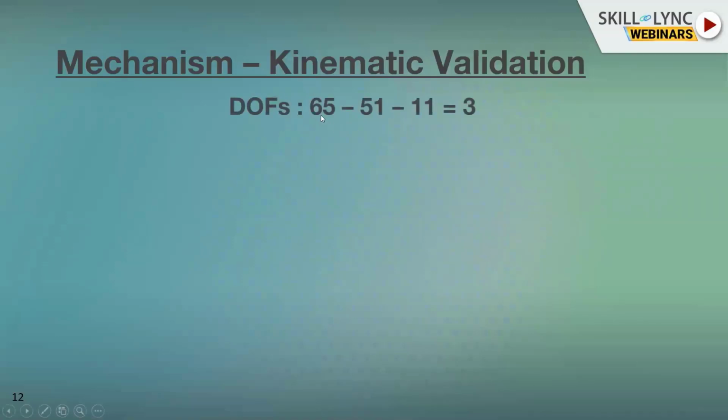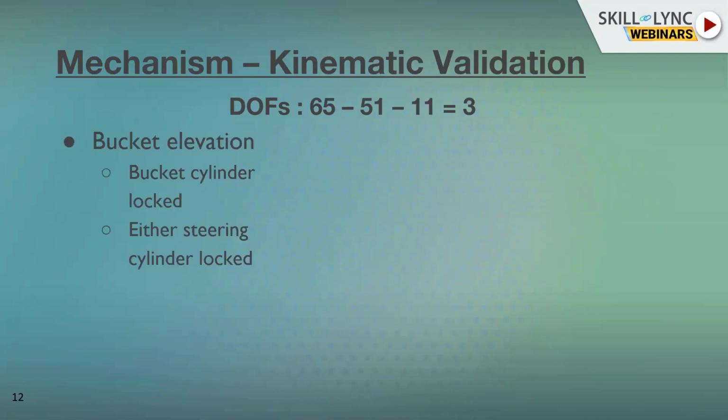As we saw, the unconstrained degrees of freedom are 65. That is the combination of hydraulic cylinders and the rigid links. That is 65. We saw that in the previous slide. Then we have 51 internal constraints and we have 11 external constraints. So they add up to 3. As we said in the initial slide, the degrees of freedom of this particular mechanism would be 3. So we have been able to capture that correctly.